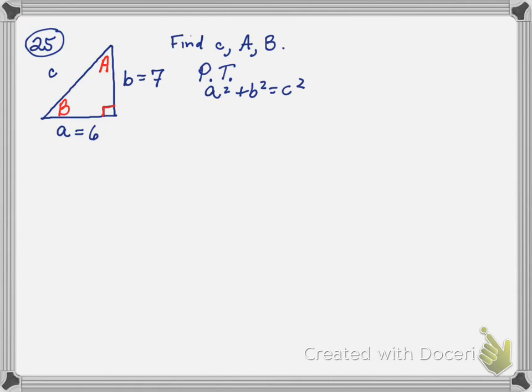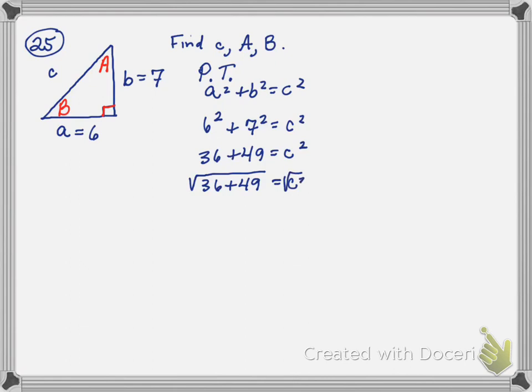So being that said, I'm going to say that a is 6, so 6 squared plus b, which is 7 squared, equals c squared. So we get 36 plus 49 equals c squared. Now, to get c isolated, I have to take the square root of both sides. And when I do that, by the way, I actually get two answers, a plus and minus one, but I get c equals the square root of 36 plus 49.